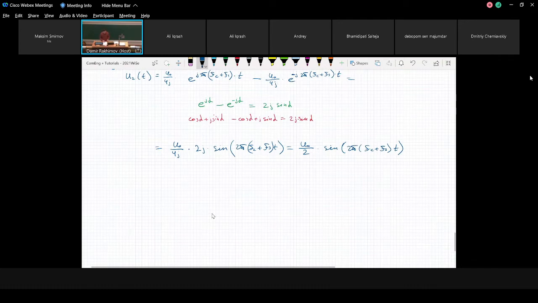Okay, but it's not the end. Now we need to find the next part: how our signal looks in the time domain after filtering. Now we go to question B, part B. Yes, any questions?